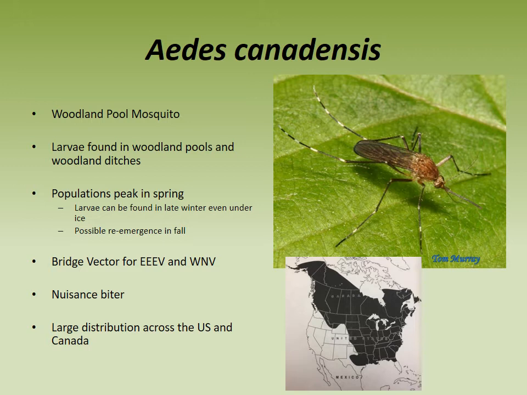So you can find not only a peak in the population in the spring, but then a later population can be found in the fall, depending on environmental conditions. They are bridge vectors for triple E and West Nile virus. They are a pretty big nuisance biter. So when the populations are out, they're coming and they're biting all types of things, including humans. And if you cross their path, they're going to swarm you. Large distribution across the U.S. and Canada.